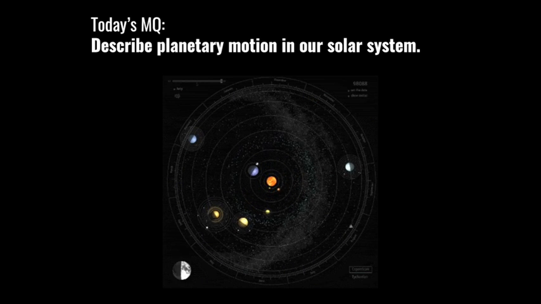You can focus on the Earth and the Moon in relation to the Sun. You could focus on Jupiter, for example, and its 66 moons or whatever. But whatever you want to do, make sure that you talk about planetary motion in our solar system.